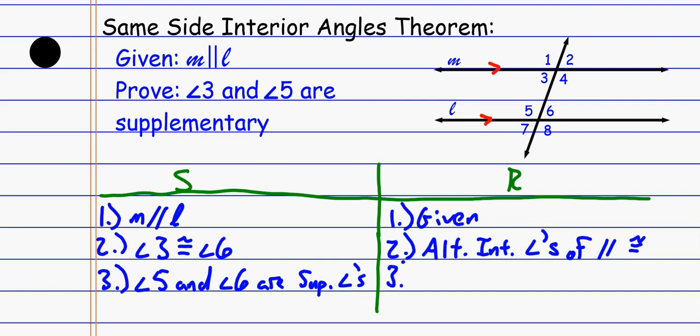And I know that because look at them. They're a linear pair. All right, they form a line. And we can say that because, again, that's the linear pair postulate. We can just say linear pair is supplementary. Okay. And now from here, I know that 5 and 6 are supplementary angles. And I know that 3 and 6 are the same.